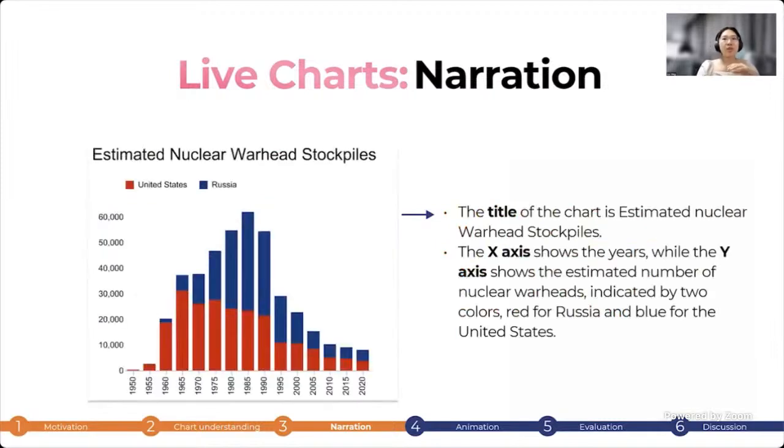Here is an example for a bar chart, indicating the context information. The first sentence, the title is, and the second sentence, the x-axis shows year and the y-axis shows what's measured, and also two colors, red for Russia and blue for United States.